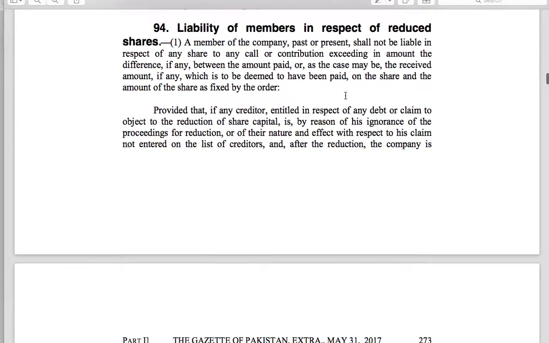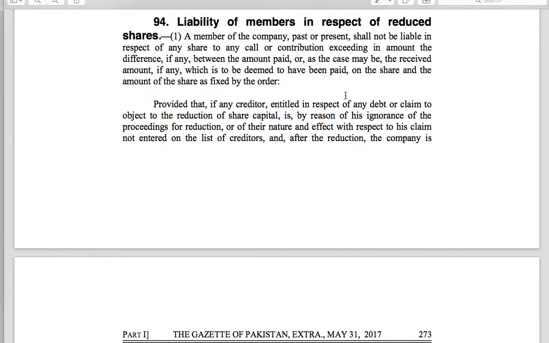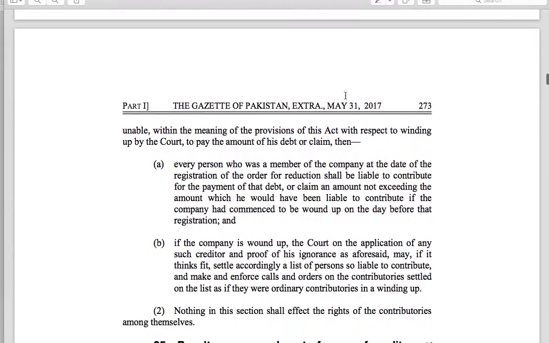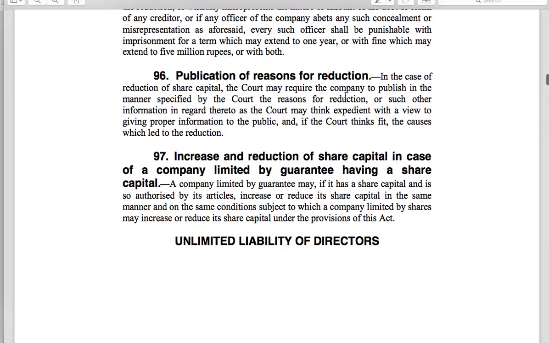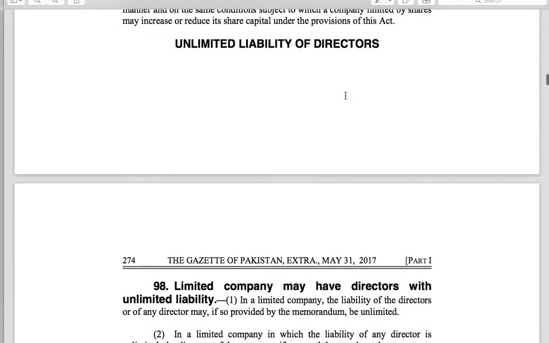And there can be reasons why a company going through consecutive losses can reduce its paid up capital so that it can restructure, and then with fresh capital it can move on with its business. So all of these things are given here.